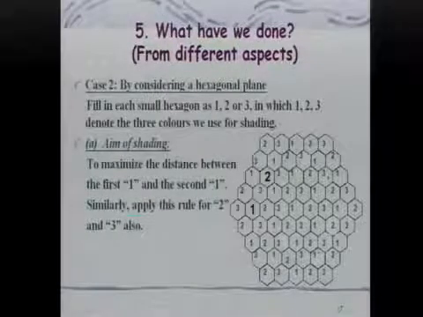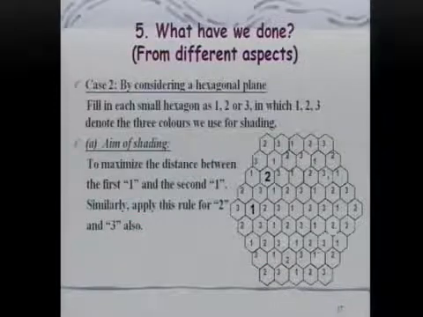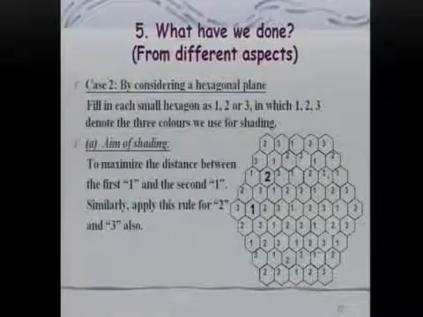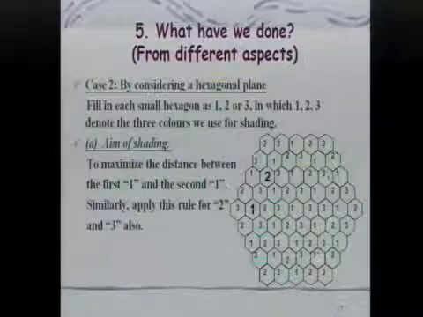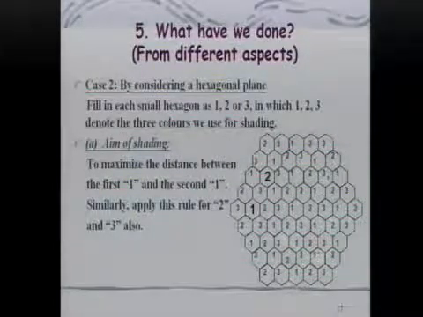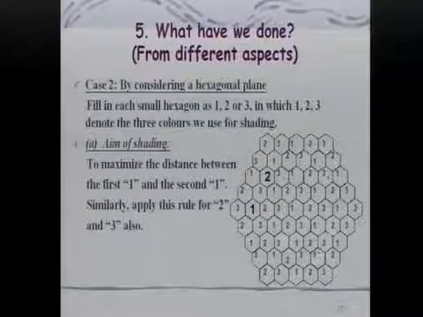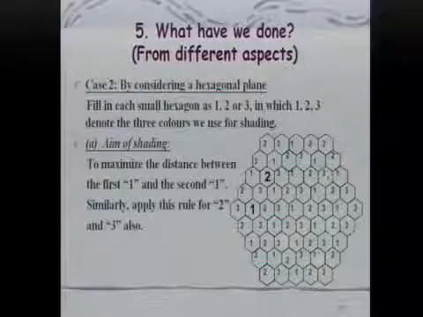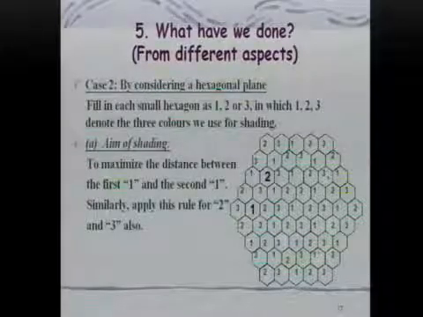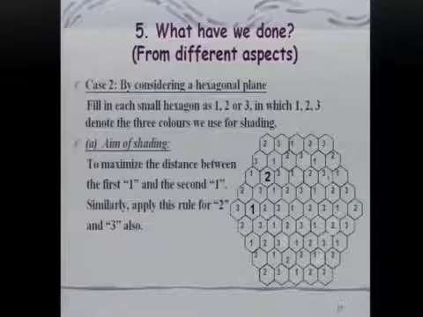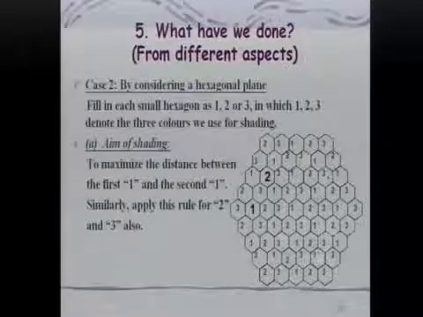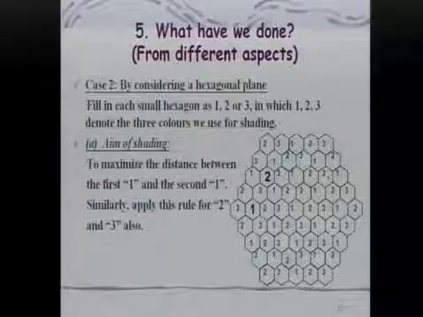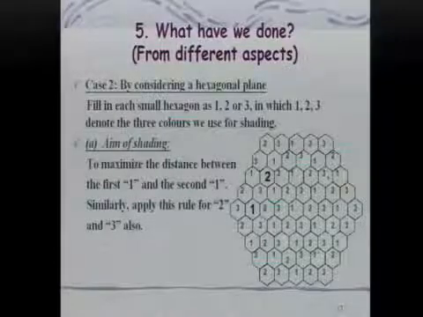Secondly, I have considered a hexagonal plane. The aim of shading is to maximize the distance between the first one and the second one. The way of shading is to put 2 and 3 near 1, so that there are no 2 ones right next to each other. Suppose we fill the central one in the plane as 1, we can easily fill in the whole plane with either 1, 2, or 3, in which the line between 2 and 3 must be painted with either the same color as region 2 or the same color as region 3. The same principle applies to the whole figure.